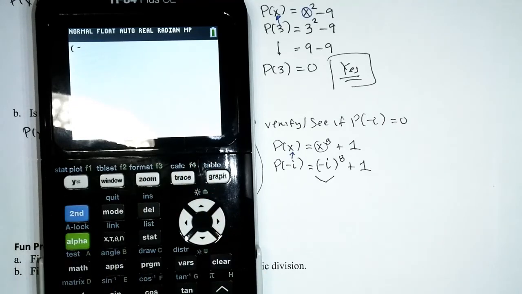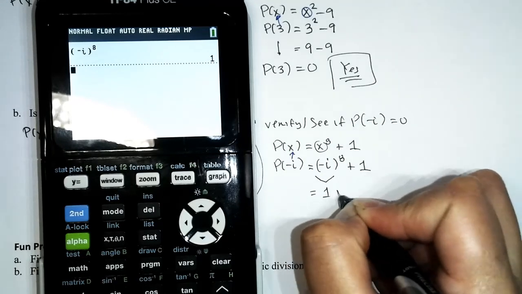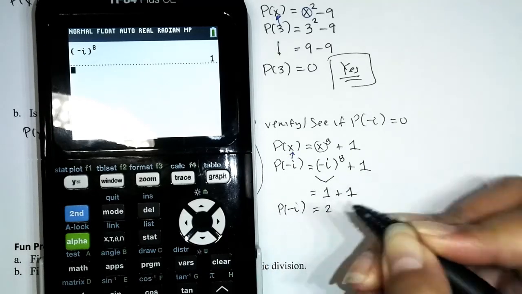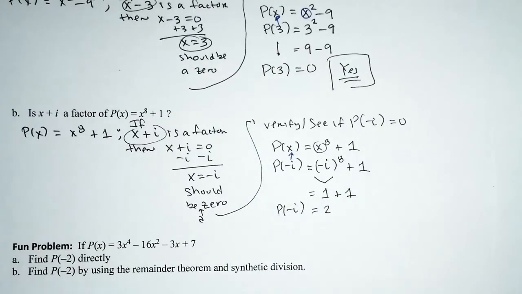So second, i, we have negative i. Close the grouping symbol, raise that to the 8th power, and the calculator will tell you what that evaluates to. So that will give us 1 plus 1. So the moral of the story is this: when we evaluate the function at negative i, that does not equal 0. Okay, so this is a lie. Negative i is not a 0 of the function.